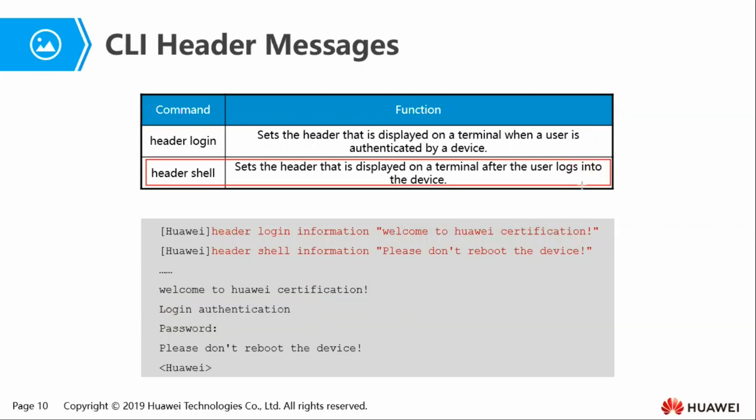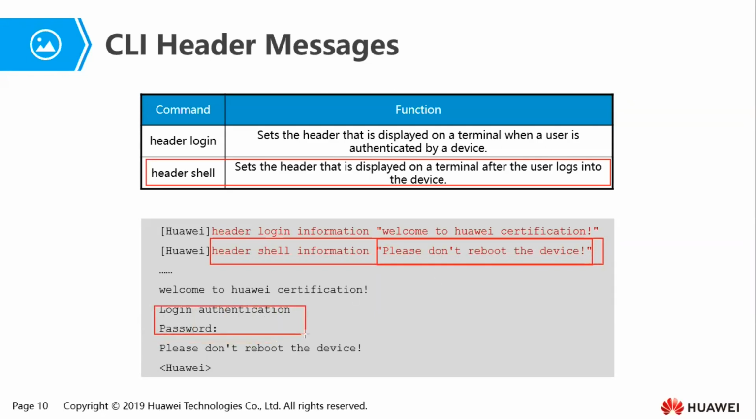Okay, then the next one is the header shell. The header shell information sets the header that is displayed on a terminal after the user logs into the device. So again, we've set it like that. So the particular message, again, in between those two colons, is please don't reboot the device. So after you have been authenticated, that's the very first message you'll get before you get now that particular user view prompt.